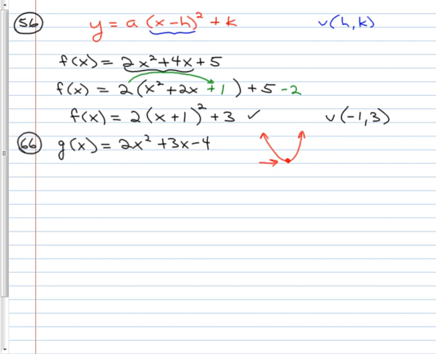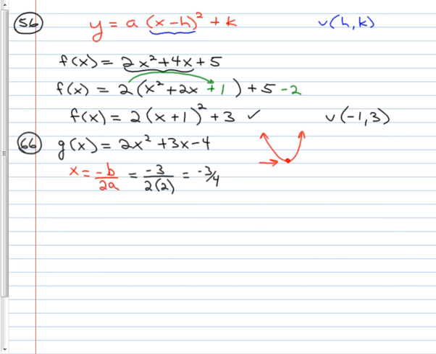So I'm going to use the formula. We can find the x value of the vertex by using negative b divided by 2a. It is true that there are a couple of ways that you can get these answers. So negative b is negative 3, divided by 2 times a, which is 2. So negative 3/4 is the x value of the vertex.